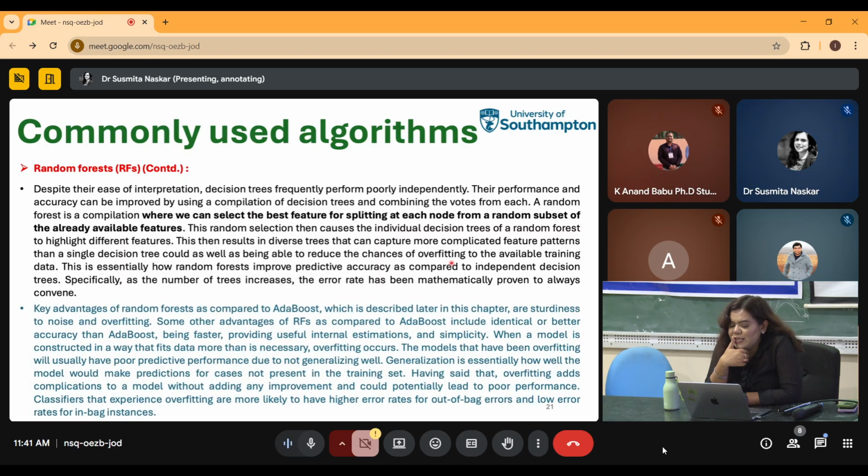As I said, there are a lot of advantages of these models, and maybe you can compare them with other boosting methods later. But if you look into this kind of model, you can see that they are especially sturdy against noise and overfitting, and they often achieve similar or better accuracy while being faster and simpler to implement. Random forests also provide very useful internal estimates, like feature importance measures, which help us understand which features drive predictions. On the other hand, overfitting can still occur in models that are too complex or trained without enough generalization.